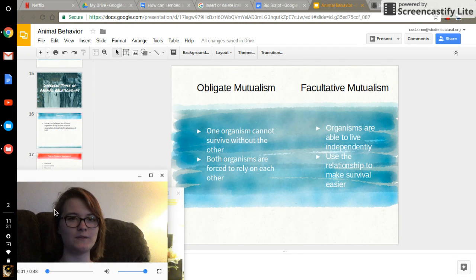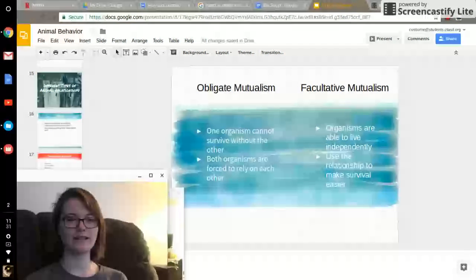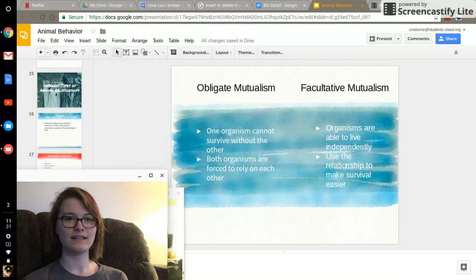Obligate mutualism is when one organism absolutely can't survive without the other and they are forced to rely on each other. An example of this would be a clownfish and sea anemone. The clownfish gains protection from the anemone, using it as a home since it's immune to its sting, and the anemone gains an increase in the water flow from the clownfish. The fish swims about in the anemone, creating water flow and allowing easier breathing for the anemone.